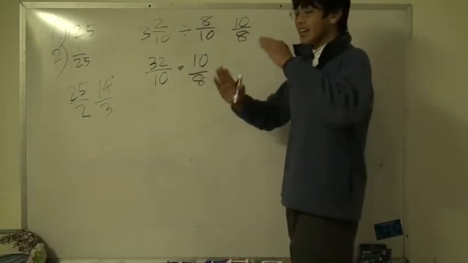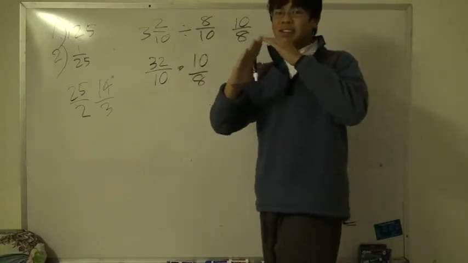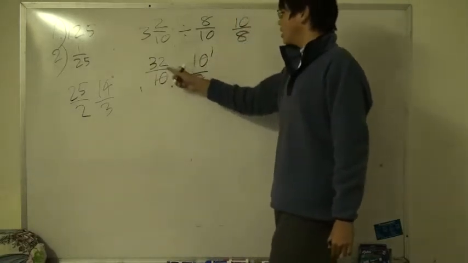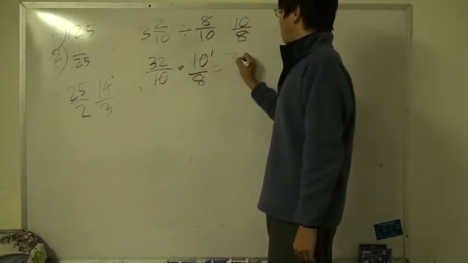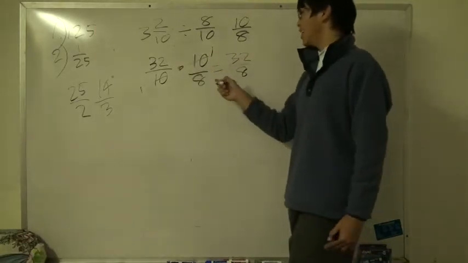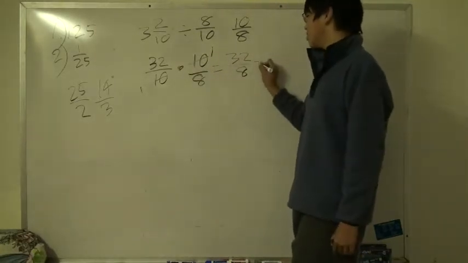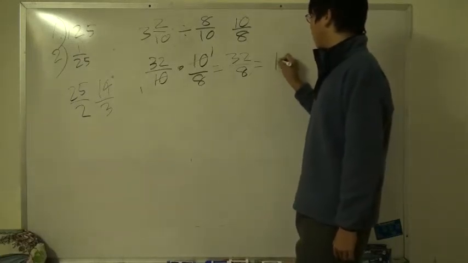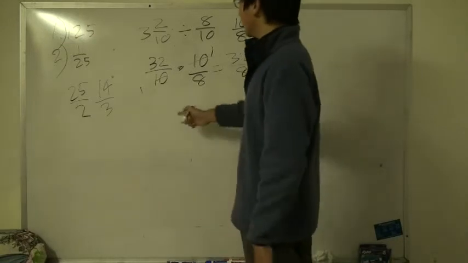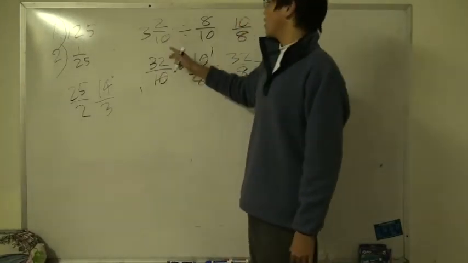And we can simplify diagonally. So 10 and 10 go into each other one time. And now we have 32 over 8, because 32 times 1 equals 32, and 8 times 1 equals 8. So 32 over 8 simplifies to 4. So that's our answer.